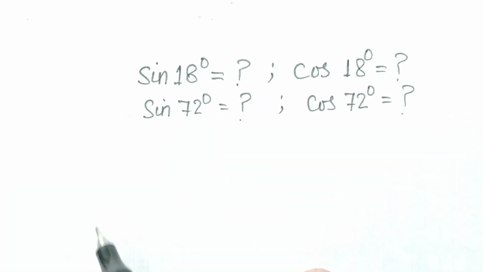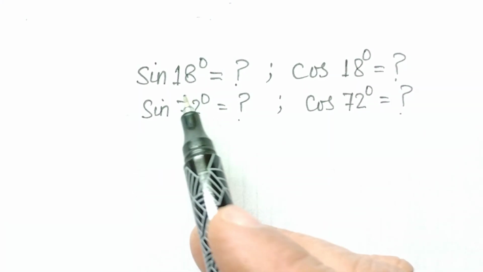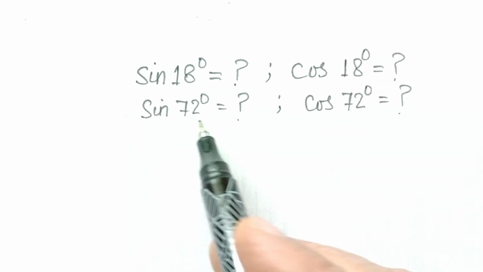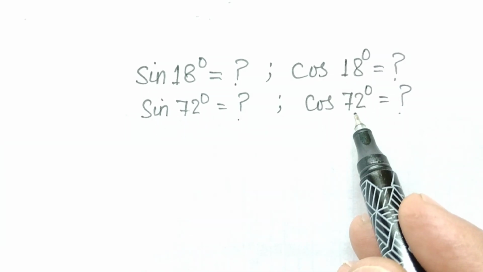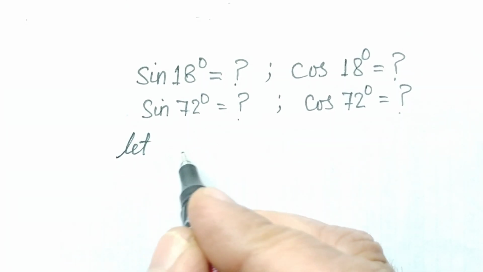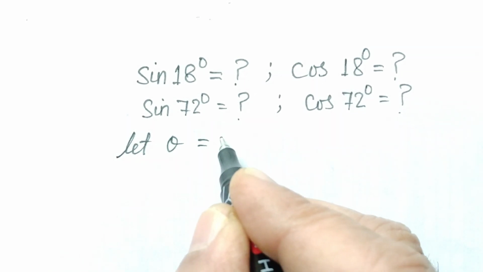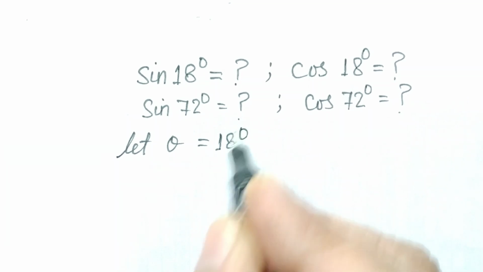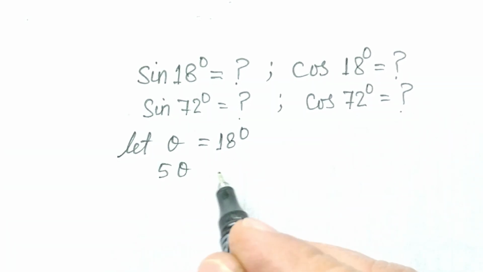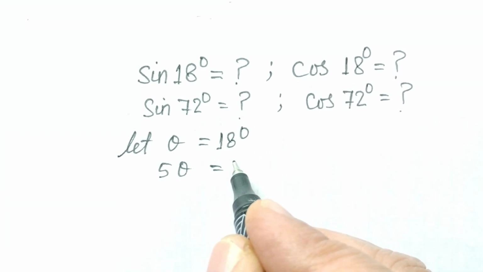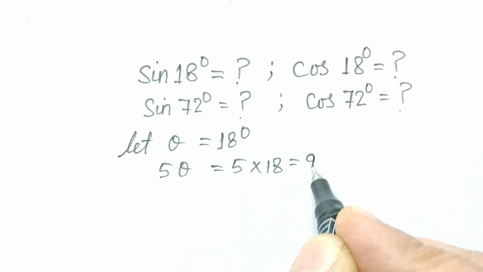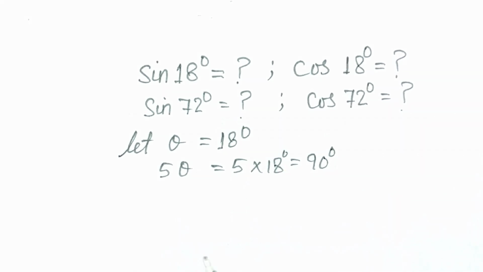Hi friends, welcome. Today we have to find out the value of sine 18 degree, cos 18 degree, sine 72 degree and cos 72 degree. Okay, so let's start. Let theta be equal to 18 degree. Fine. So 5 theta will be equal to 5 into 18, which is 90 degree.